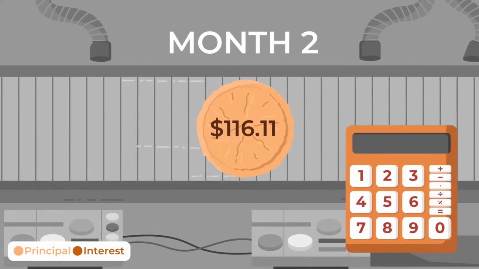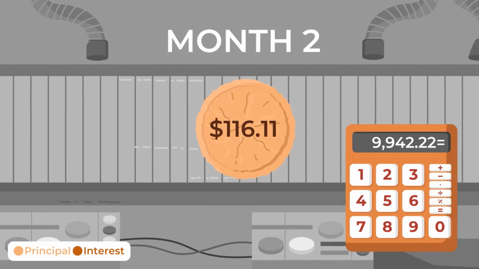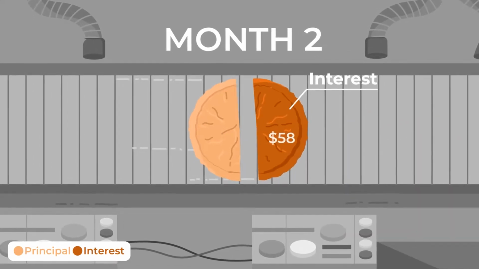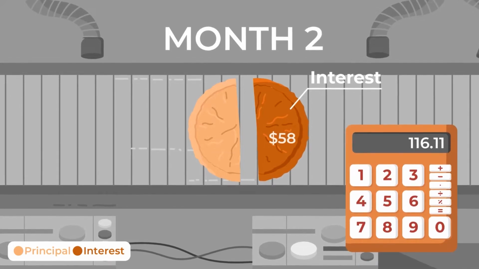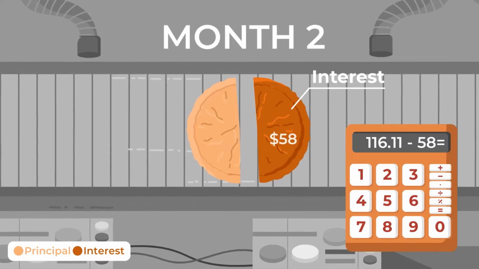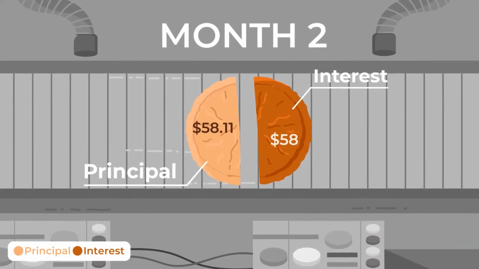In month 2, your principal balance has been paid down to $9,942.22. So the 0.5833% monthly interest rate is multiplied with that number to calculate month 2 interest of $58. This time, the bank takes $58 out of your $116.11 monthly payment for interest. That leaves $58.11 for the principal.